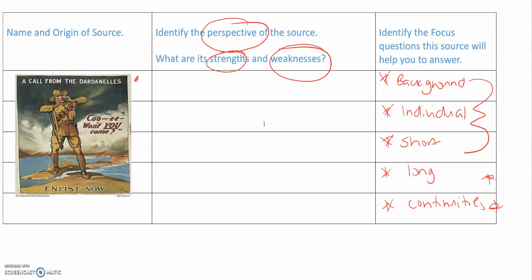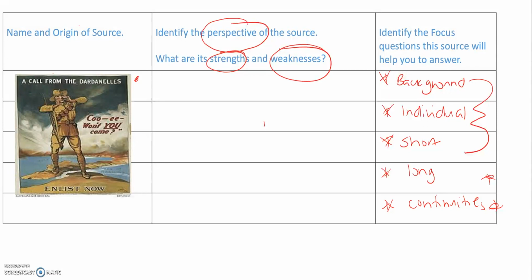So we have a look at it. It's a guy in a slouch hat, "Cooey, won't you come?" It's very Australian. It's traditional Australian identity. So one potential strength of this could be that it presents that very well. It presents the Australian identity in 1915, which was a traditional one, as evidenced by the words "Cooey, won't you come?"